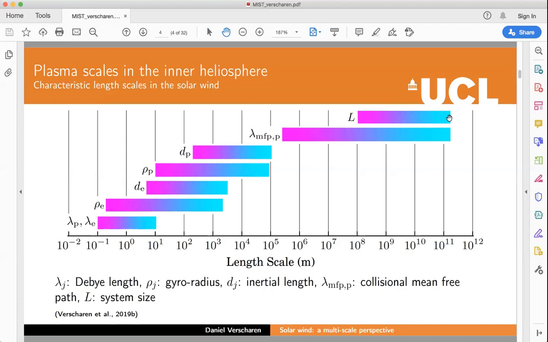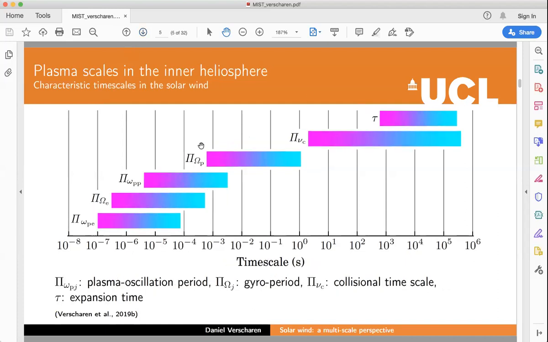If you really want to cover all the physics, then you would have to cover these 12 orders of magnitude in length scales. You can also look at this in terms of time scales, so that is shown in this picture. Don't want to go through the details, but it's basically the same connection here where you have the expansion time, collisional time, and then times associated with gyration, plasma oscillations, and so on. And likewise, you see here that this goes over many orders of magnitude, right? So here we even have like 12 or more orders of magnitude.